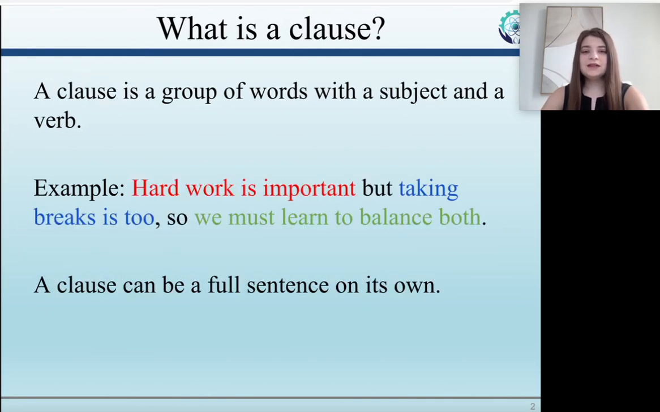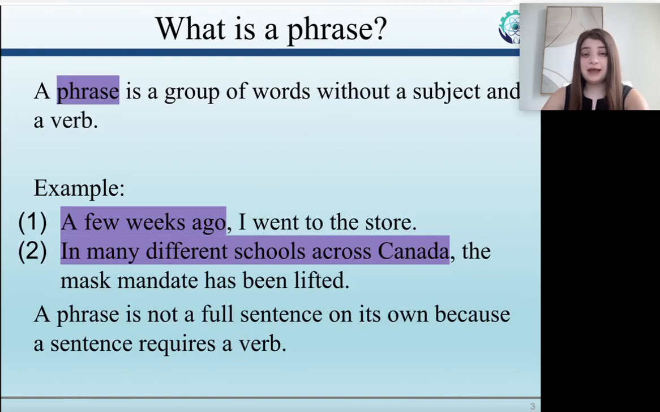Okay, so let's talk about what is a phrase. So a phrase is separate from a clause. A phrase is a group of words without a subject and a verb, right? So a phrase cannot be a full sentence on its own. So, for example, a few weeks ago, I went to the store. Well, a few weeks ago, that's not a full sentence on its own, right? We know that a full sentence must have a verb. This sentence does not have a verb.